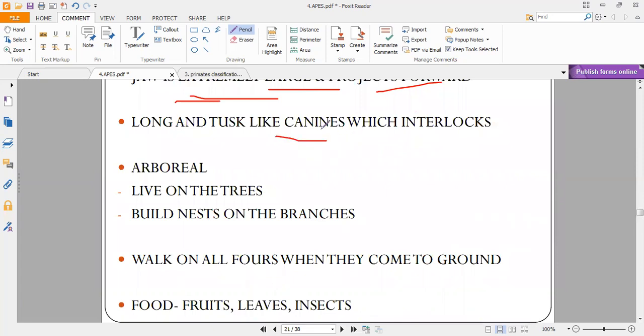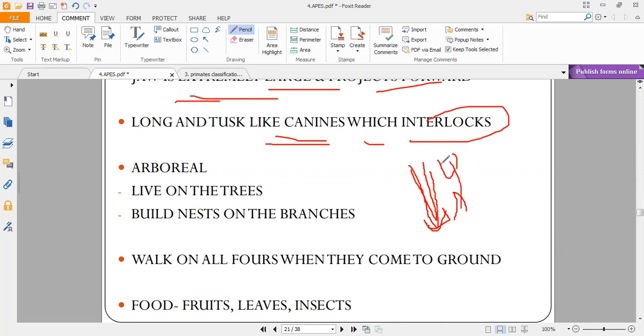And the canines are very long and tusk-like, strong canines, and they interlock. Interlock means there is a space. For the canine teeth, they have a gap here so that they can fit the canine. This is the upper canine, and for the lower canine again there will be a space here so that they can interlock. They can fit the canine teeth. The canines can interlock.